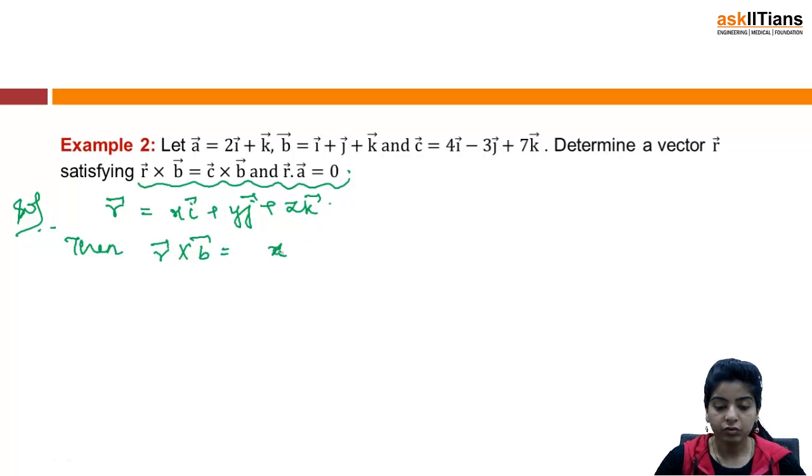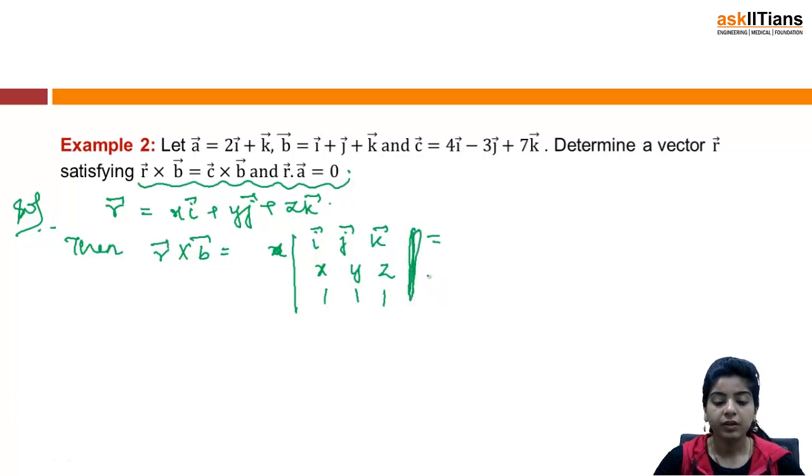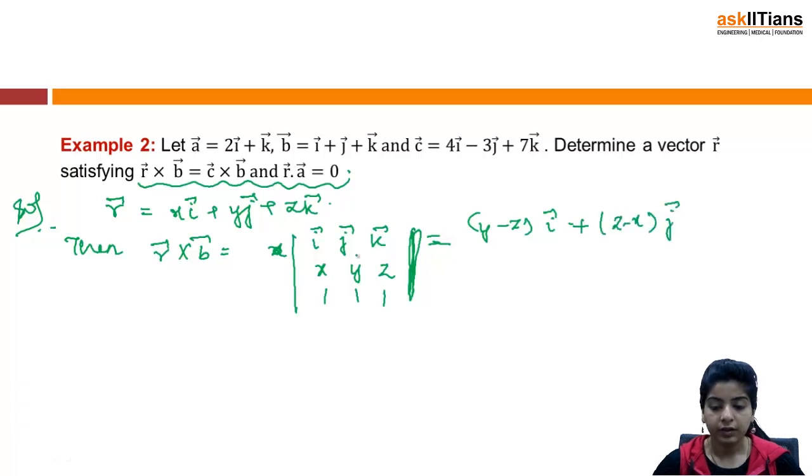In fact, we can just use the formula in the form of a determinant. So that is i, j, k, then the components of r are x, y, z, and the components of b are 1, 1, 1. So this is the determinant. This gives me (y minus z) i, right? Then I have plus (z minus x) j and plus (x minus y) k, right?